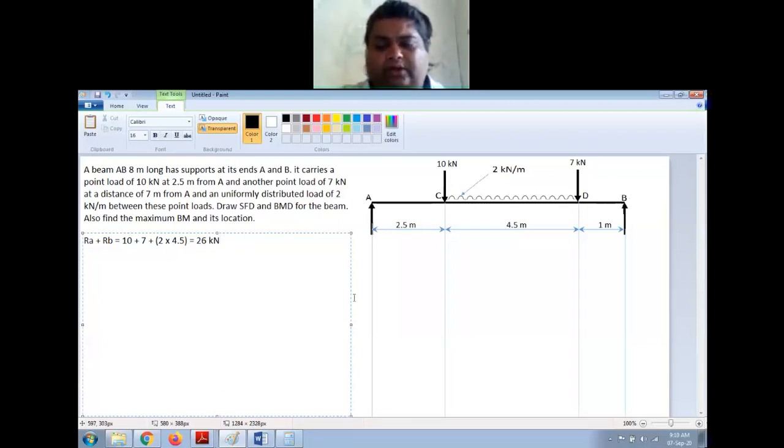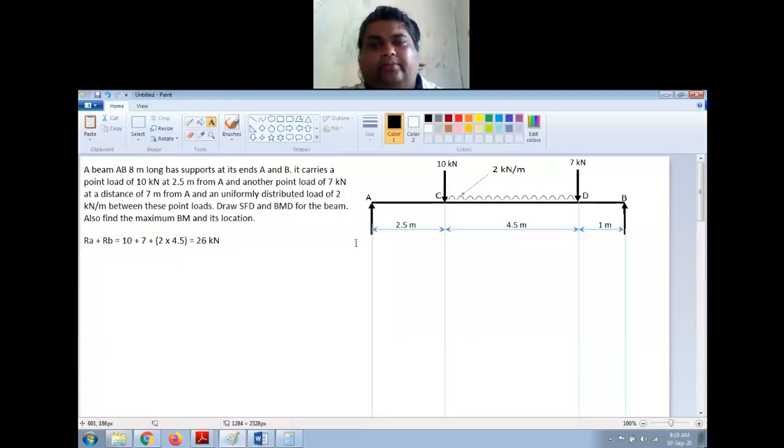So now I'll apply the second condition, that is sum of all the bending moments on this beam will be equal to 0. Now to find the bending moment, we need to use the sign convention. So I had shown the sign convention in a very simple way in the previous classes. I will explain it once again.